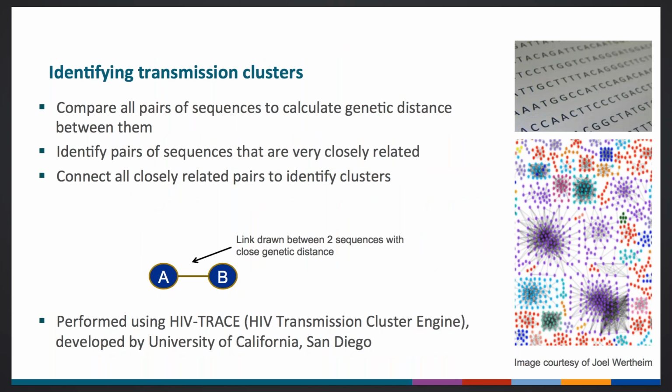So to identify transmission clusters, we start by comparing all pairs of sequences to calculate genetic distance between them, which is a measure of how similar they are. We then identify pairs of sequences that are very closely related and connect all closely related pairs to identify clusters. So for example, if we have sequence A and sequence B and they're very closely related, we'll draw a line between them to indicate that relationship. And we do this using HIV-TRACE, which was developed by the University of California, San Diego. And we end up with clusters that might look something like what you see on the right of the screen.